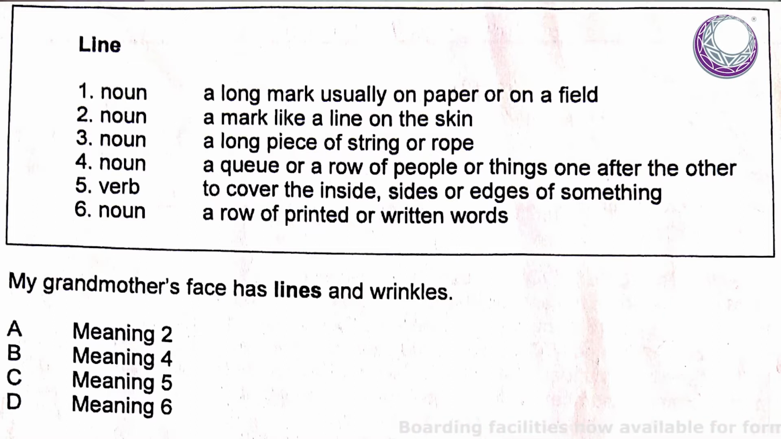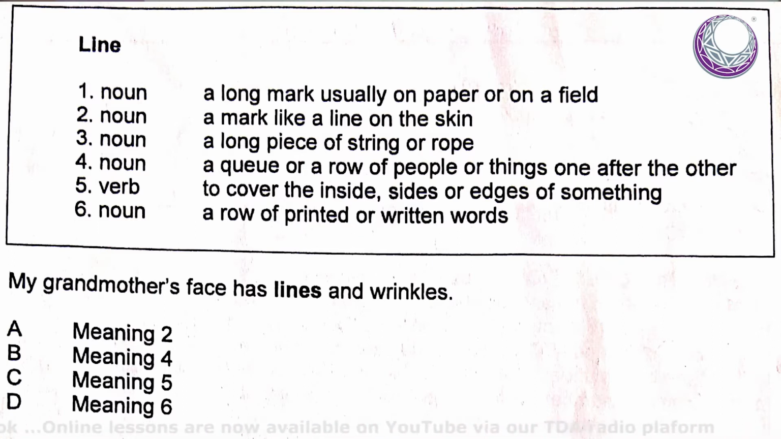Okay, so look at number 2. Number 2 says a mark like a line on the skin. All right, so we know that the face has skin. So our answer in this case is going to be meaning 2. That's how we get our answer when we are doing dictionary meanings. All right. So wherever you are, I think you've got this cue that I've shown you.